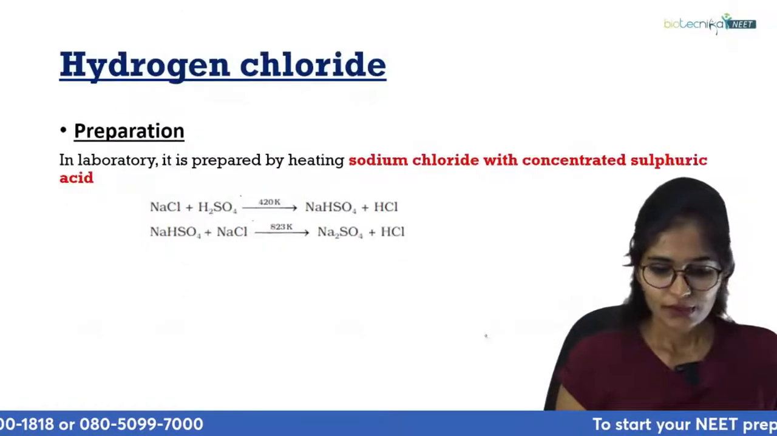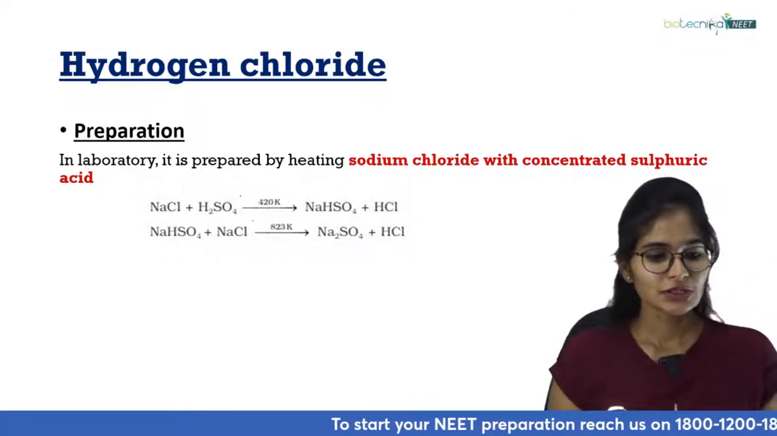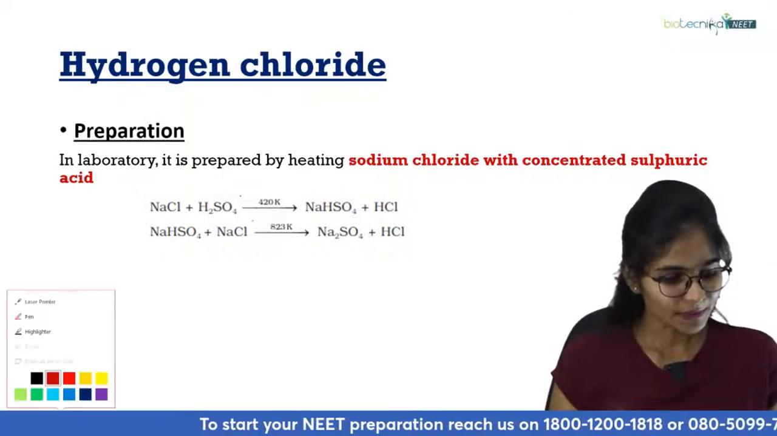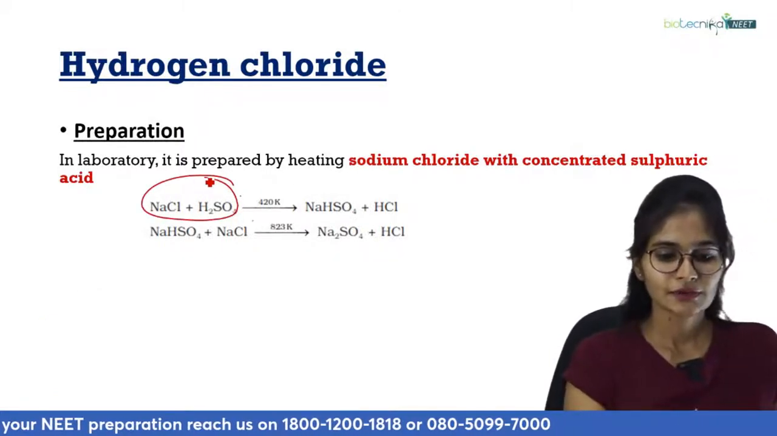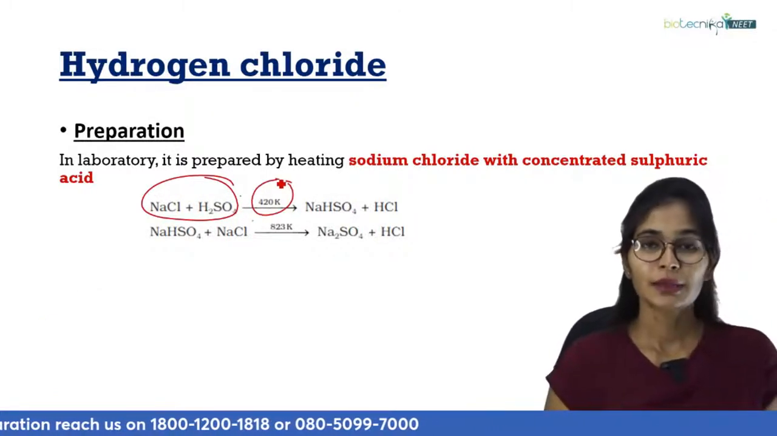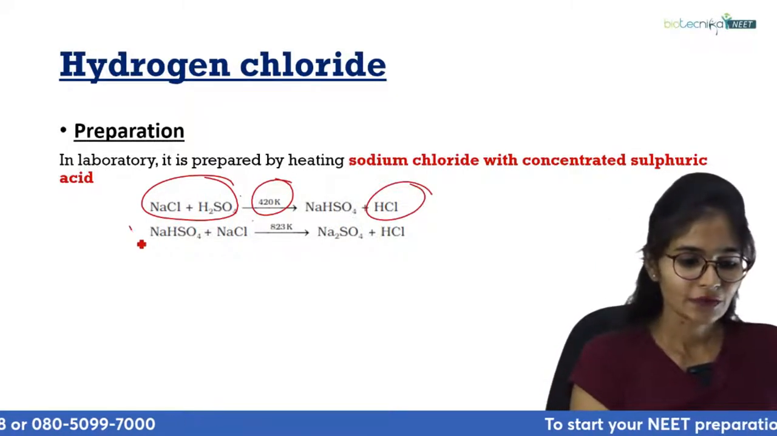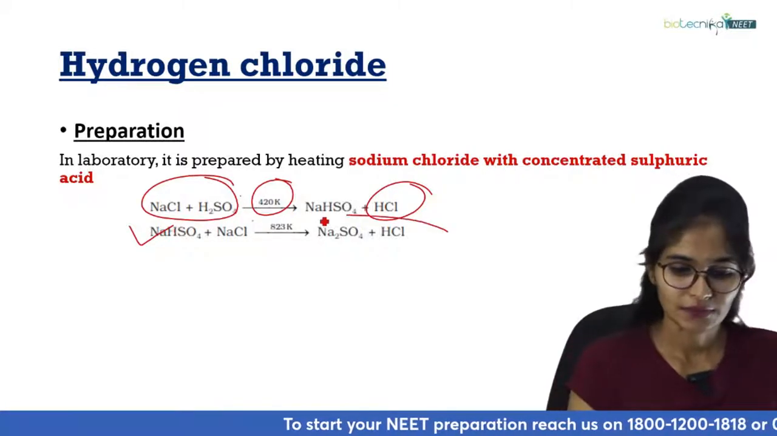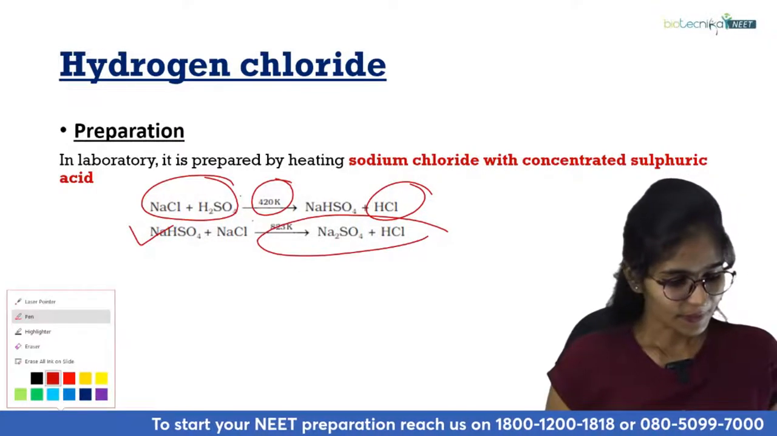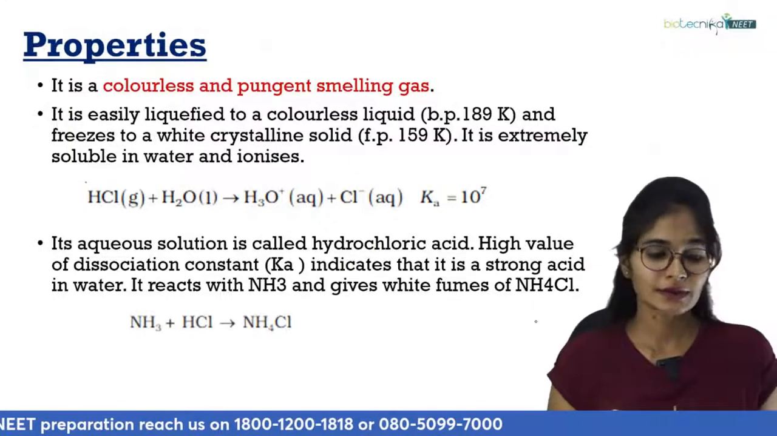So this is why chlorine water loses its color whenever it stands. Next, hydrogen chloride, HCl. You can see the preparation, where in the laboratory you can prepare it by using H2SO4 with NaCl, maintaining a temperature of 420 Kelvin, so you are getting HCl. And apart from that, another reaction, you can see the second one here. And next, the properties of hydrogen chloride.